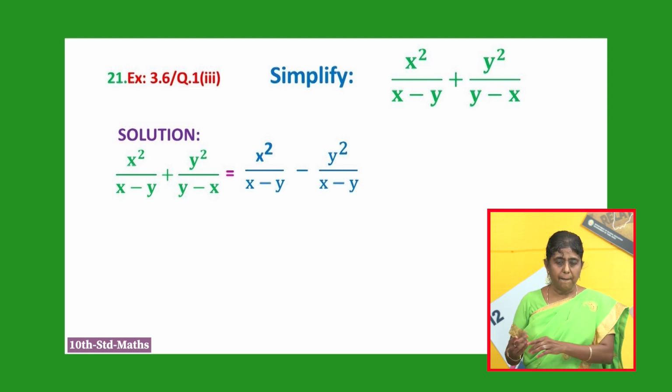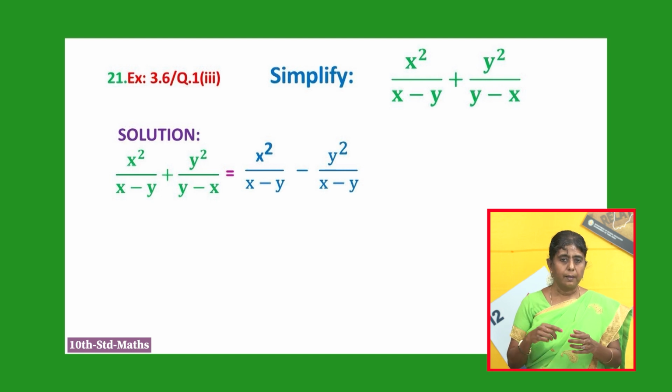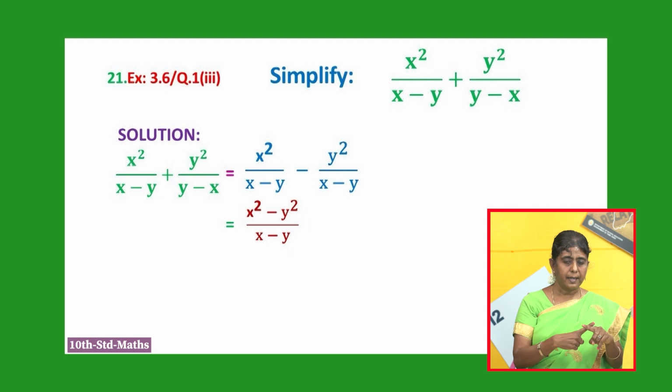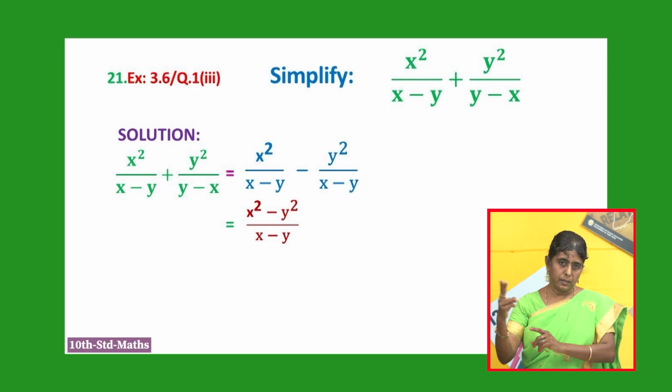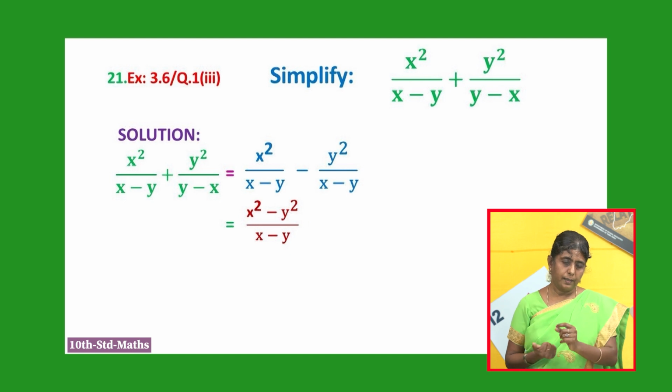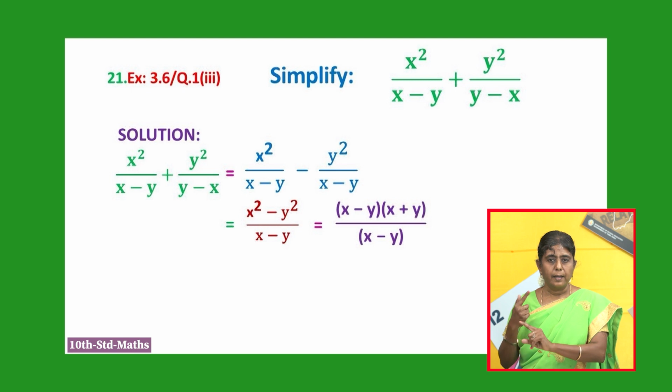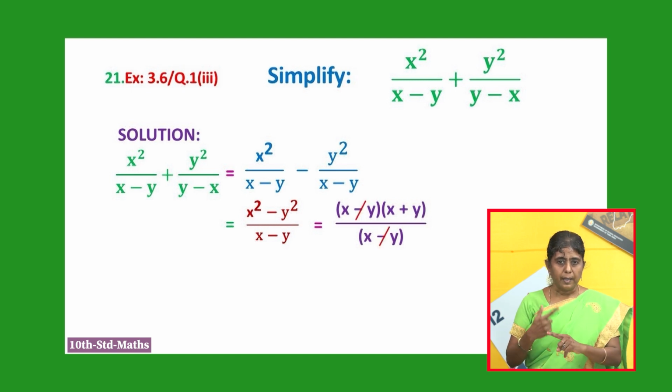Now you look at there, both the denominators are same, but the symbol in the middle is minus. So what do we have to do? Simple thing: write the numerator as it is with the symbol given in the middle. So x squared minus y squared divided by x minus y. Now think what to do with the numerator. The numerator is x squared minus y squared, so we can write it as (x minus y)(x plus y) divided by x minus y. Now automatically you can say that x minus y can be cancelled. So the remaining x plus y becomes the answer.